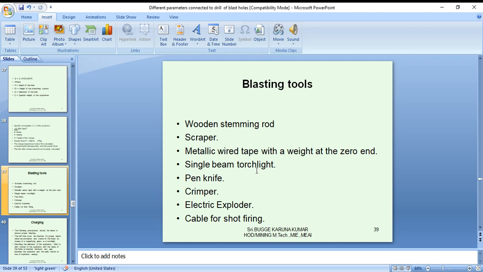Scraper is also used. Metallic wire tape with a heavy weight at the end. Single beam torch light is also needed, because after the hole is filled with stemming, we must check whether the explosive has been filled properly, or whether it is in excess or too low. So single beam torchlight is also important. Pen knife is also one of the important tools. Creeper is also important. Electrical exploder and cable for shot firing. These are the items required as blasting tools.